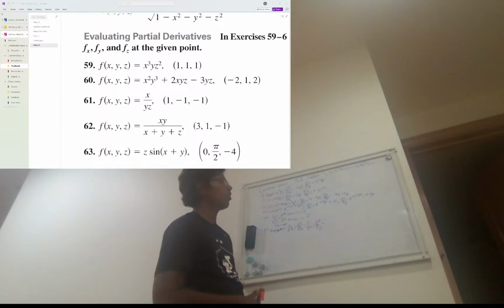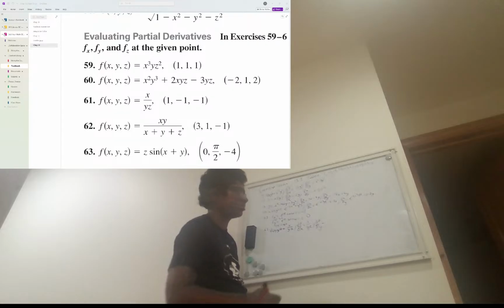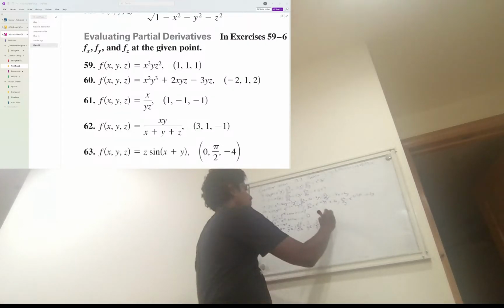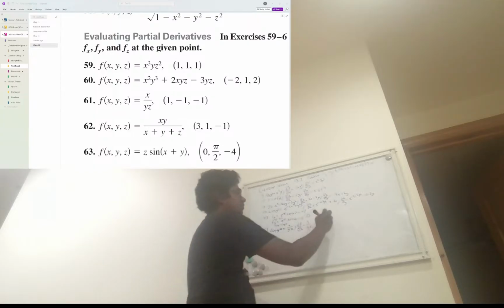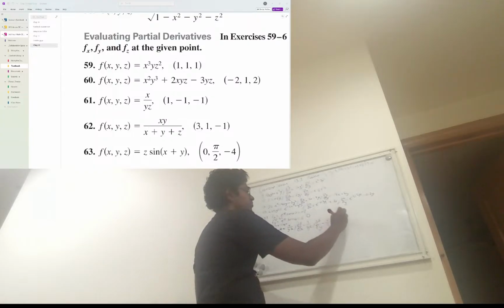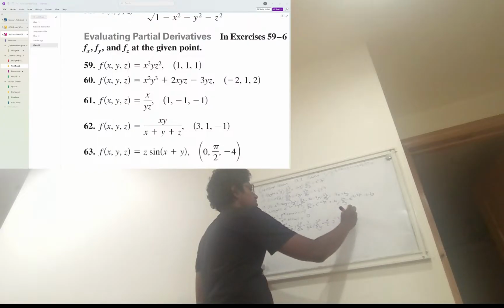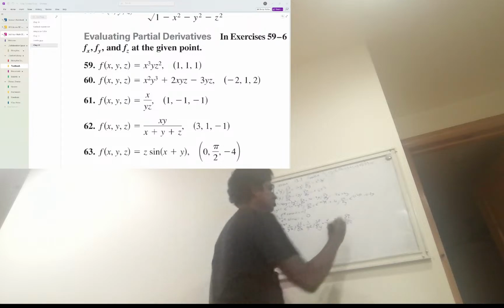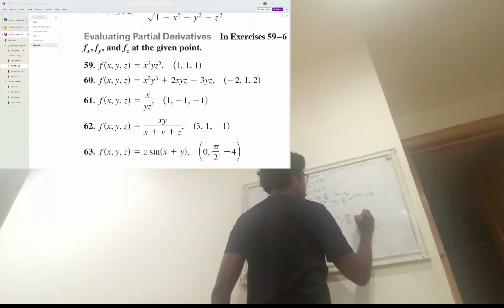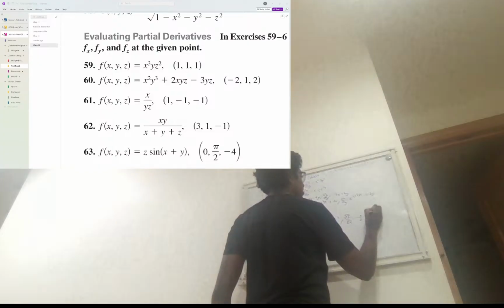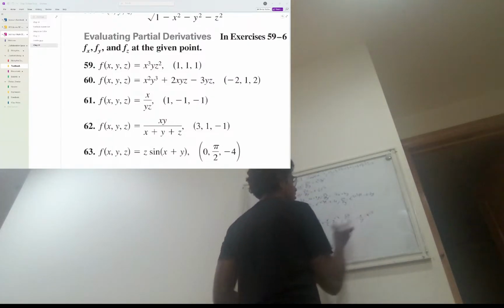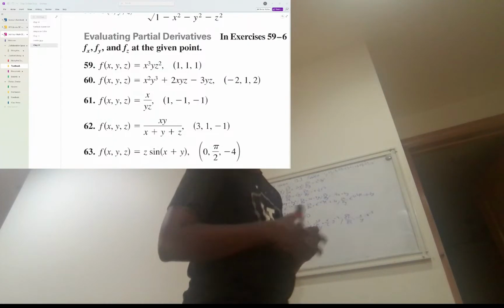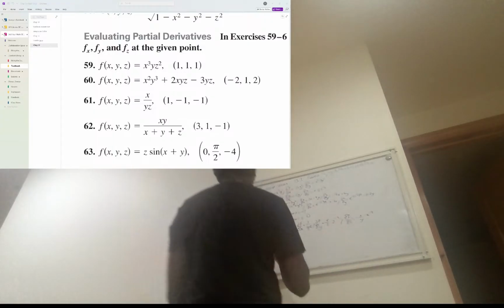f with respect to y. Well, actually, it's just 1 over y multiplied by the thing. So it's just going to be x over z multiplied by y to the power of negative 1. So negative x over z multiplied by y to the negative 2. df/dz is going to be the same thing, but just y instead. So it's negative x over y multiplied by z to the negative 2. Okay, cool. Let's do 63.